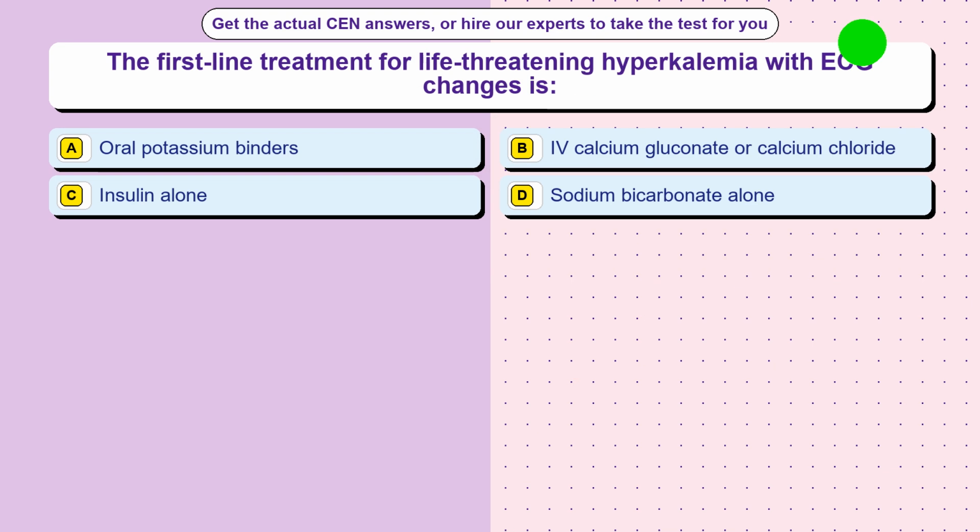Question 89. The first-line treatment for life-threatening hyperkalemia with ECG changes is: Option A, oral potassium binders. Option B, IV calcium gluconate or calcium chloride. Option C, insulin alone. Option D, sodium bicarbonate alone.